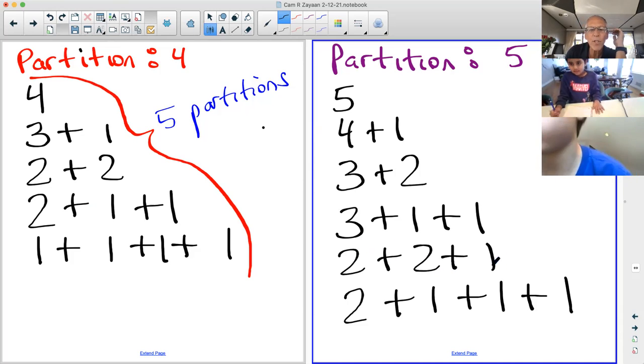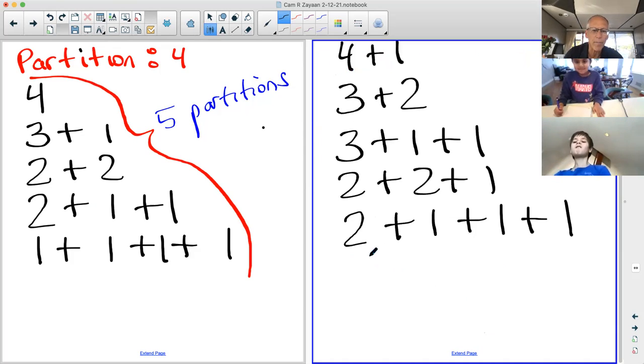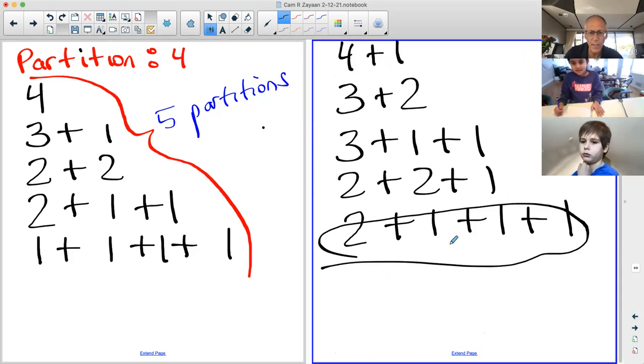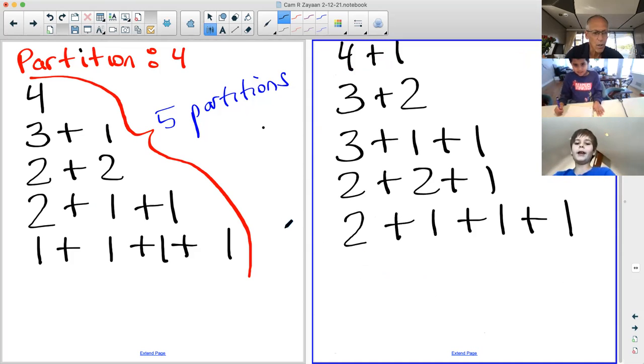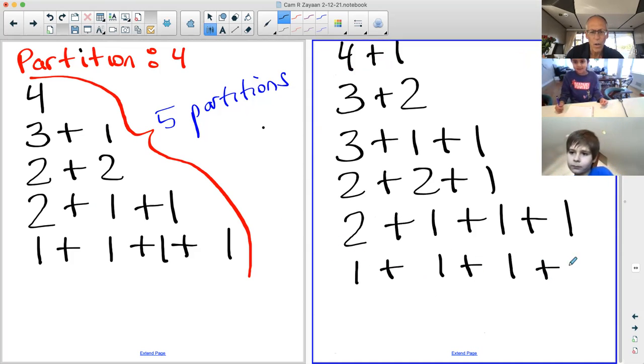Right. Cam, do you see how you can use plus 2 first? And then, Zayaan, the last one. What? There's more? Can you use the next one, please? 2 plus 1 plus 1 plus 1. We already have that, as you can see. Oh, okay. 1 plus 1 plus 1 plus 1 plus 1.